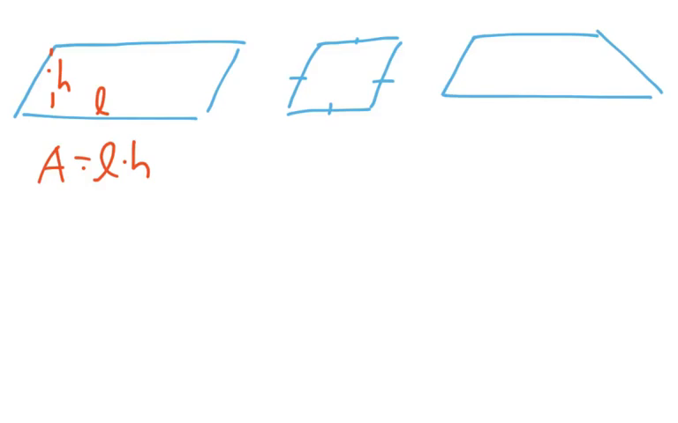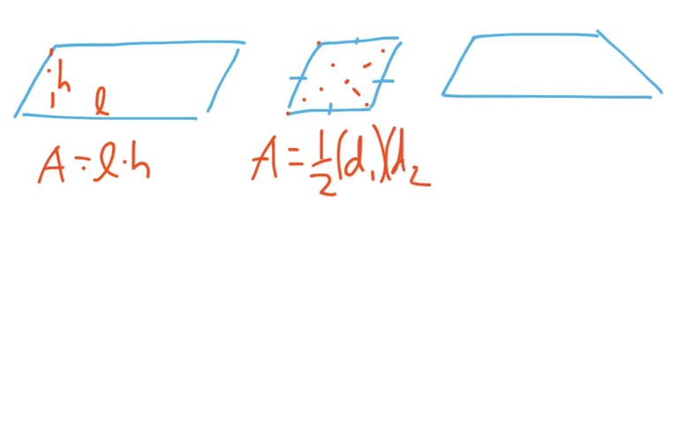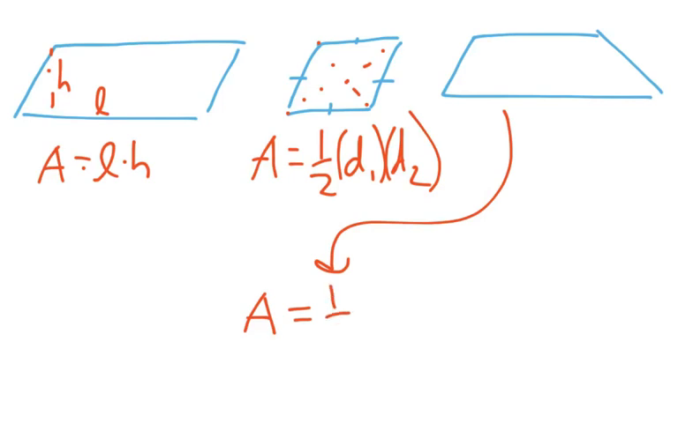For rhombuses, the area is equal to 1/2 D1 times D2. And then for trapezoids, that's the longest formula, the area is equal to 1/2 (B1 plus B2). So those would be the two parallel sides, B1 and B2, times the height.